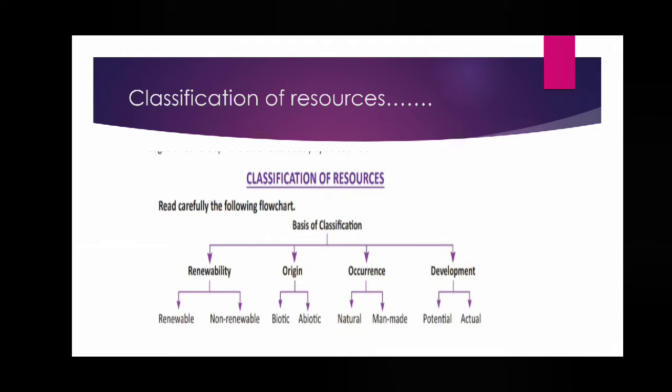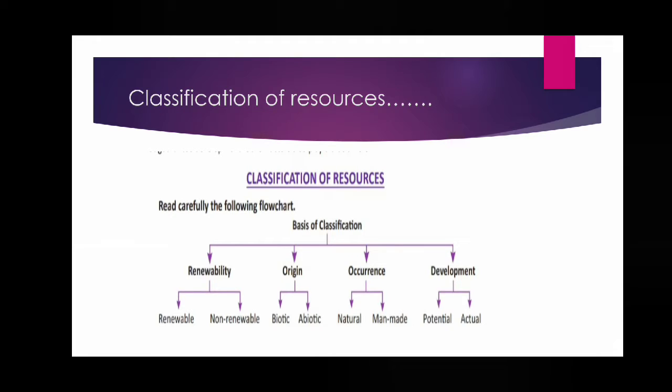If any resource is originated from the biosphere, that means it has life, that means it is biotic. If any resource is not originated from the biosphere, it is originated from the other 3 spheres, lithosphere, hydrosphere and atmosphere, then it is called abiotic. Biotic means have life, abiotic means have no life. Clear? Now come to the next criteria, occurrence.